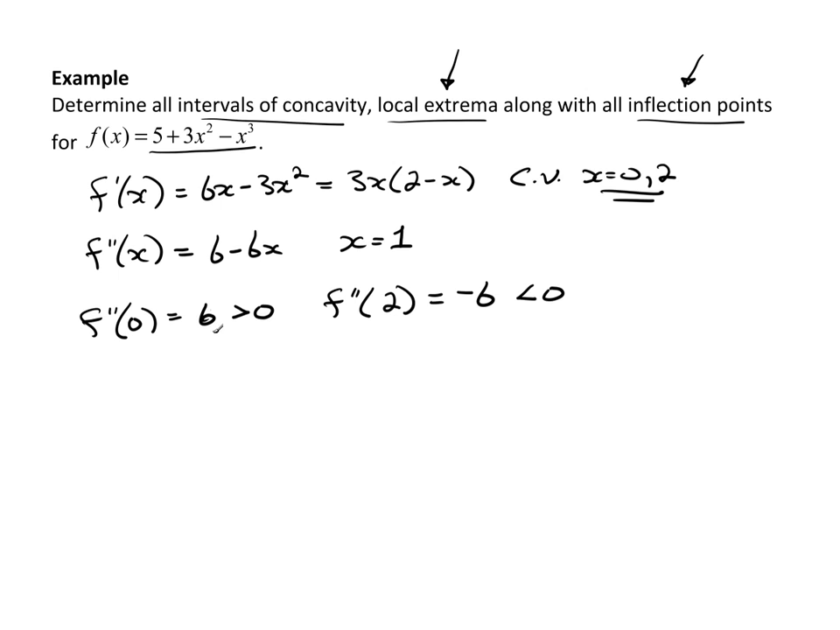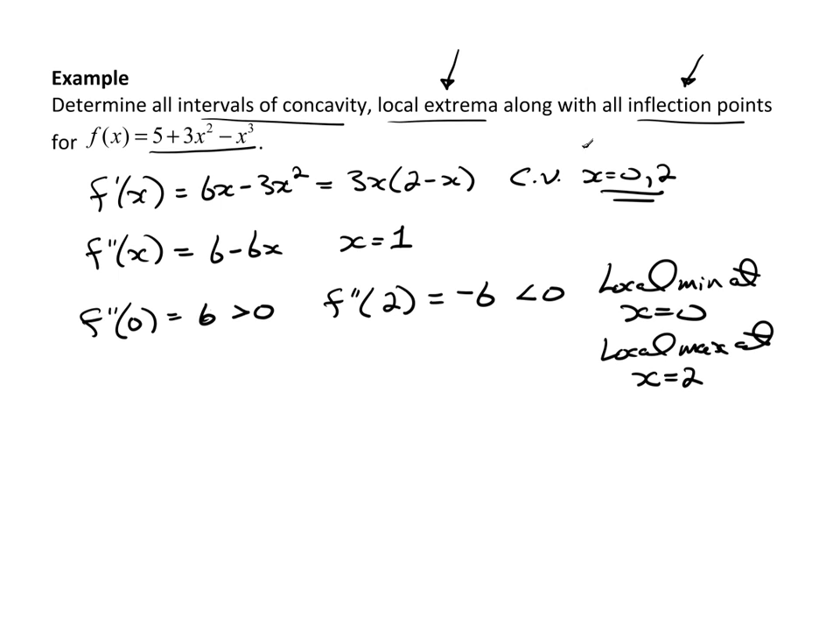So what this is telling me is that since the second derivative is positive at this particular critical value, this critical value represents a local min. Seeing the second derivative is negative at this other critical value, that means that I have a local max at x equals 2.